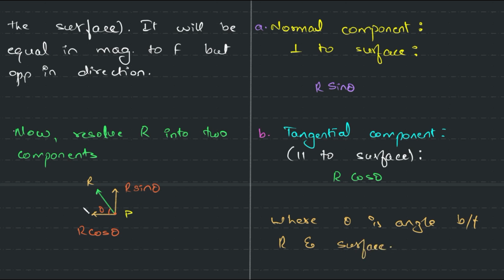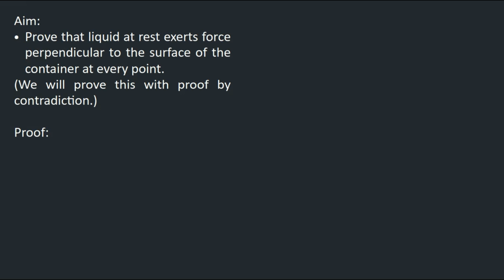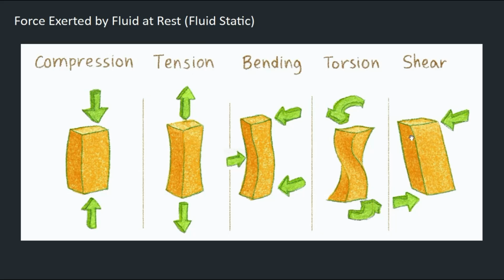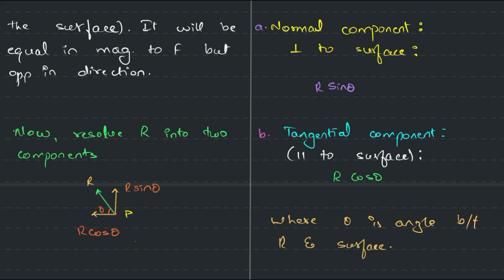Now when you're looking at it, what do we know? We know that R cos theta cannot exist. A liquid at rest cannot resist shear, so there is no such component, this cannot happen. So this goes back to our initial point. What I'm trying to tell is this, guys: we cannot have shear forces along the surface. It cannot resist shear because the whole point is that the liquid is at rest.